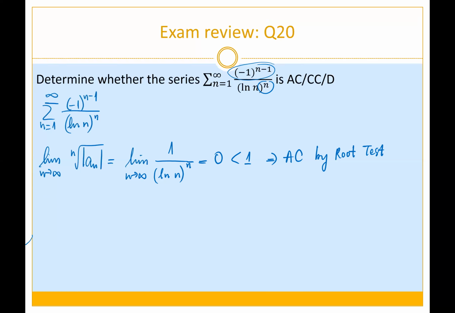How is the nth root of an equal to an? No, an here is negative 1 to the n minus 1 over ln of n to the n. So when you take the absolute value of an, this part is just going to be 1, right? Because it's going to fluctuate between negative 1 and 1. But if you take the absolute value, it's just going to be 1. So the absolute value of an is 1. And then this part is always positive, ln of n to the n. So you have from here to here.